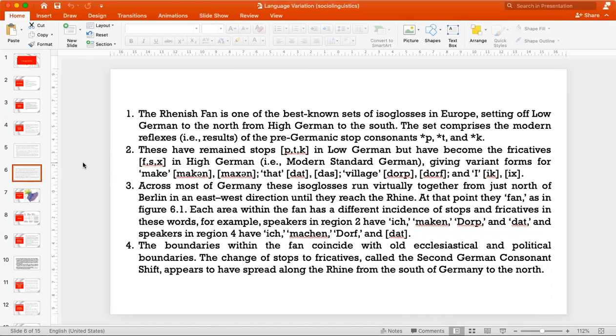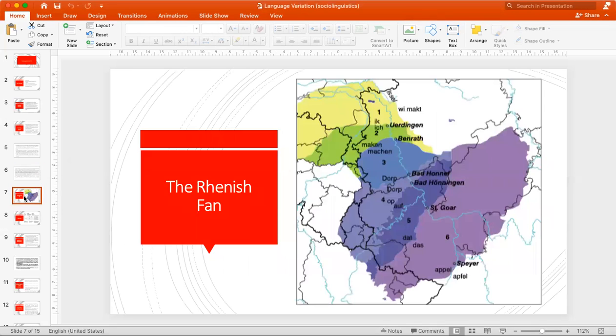The Rhenish fan is one of the best known sets of isoglosses in Europe, separating Low German to the north from High German to the south. As you can see to the south, the set comprises the P, the K. This is the map. As you can see, the yellow color line, and also the purple color line, yellow and also green.